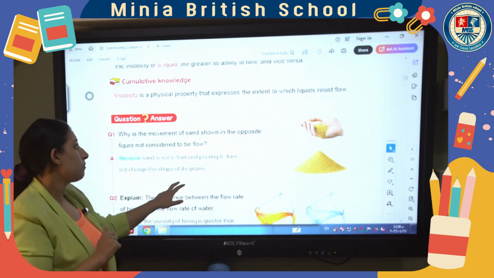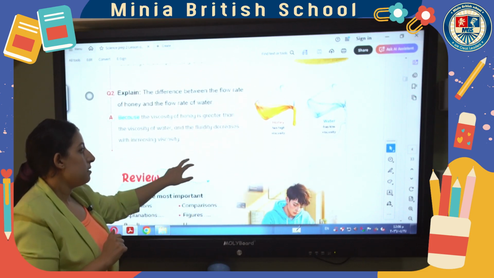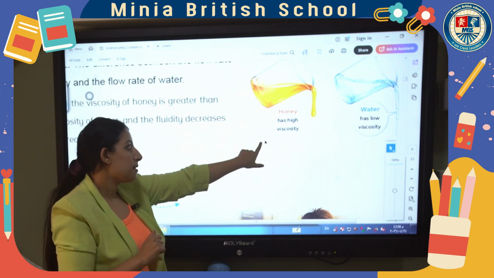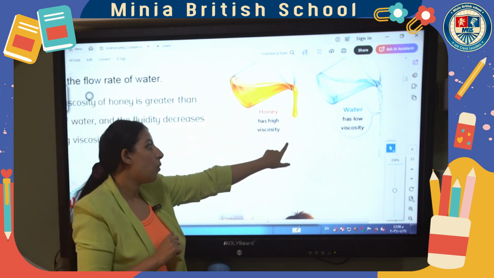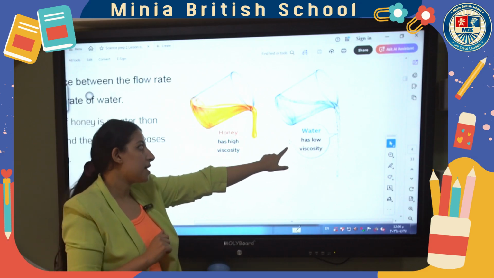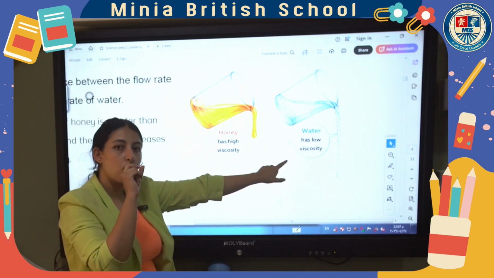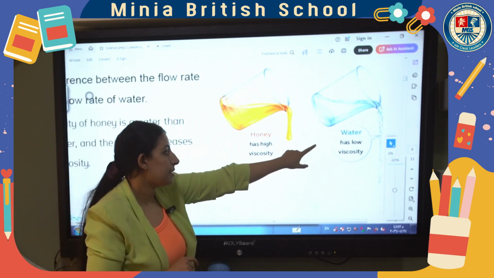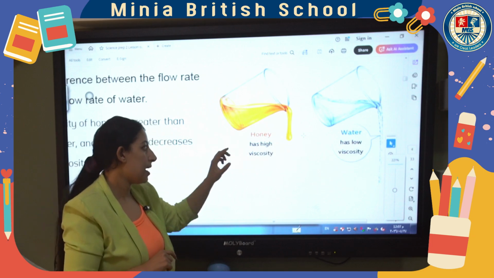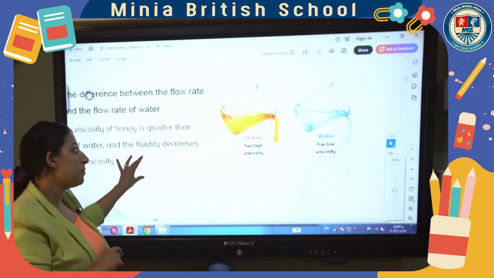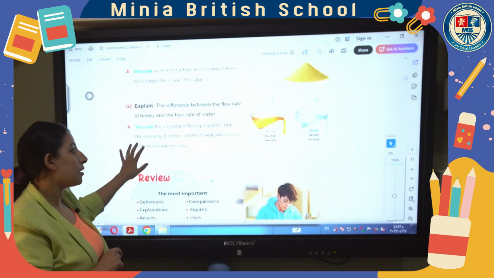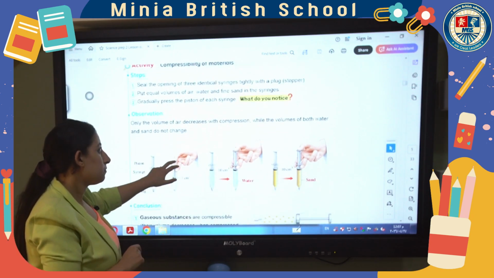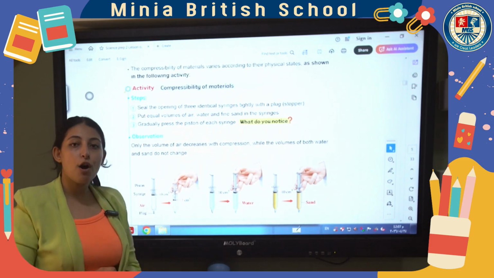Can you see? Honey has high viscosity, so it has the least fluidity. Water is vice versa, has greater fluidity and smaller viscosity. It can be flowed easily, can be poured easily. As you see, you can do this experiment at home to make sure that honey has greater viscosity than the viscosity of water. Okay, now it's time for compressibility.